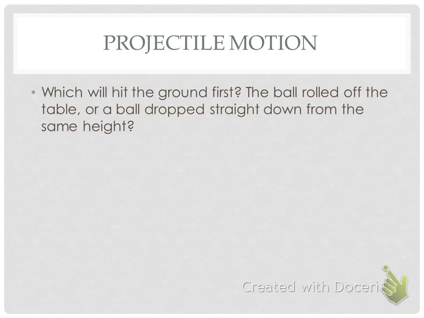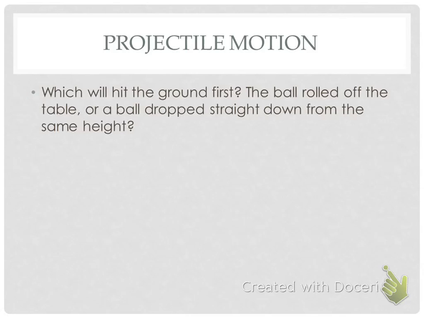Which of these do you think would hit the ground first? An object that rolls off the table or an object that's dropped from the height of the table? Which is going to hit the ground first? How many of you think dropped? And how many of you think the ball that rolls off the table will hit the ground first? One answer: it'll be dropped because when you roll it, it'll have a trajectory, so it won't be going straight down.